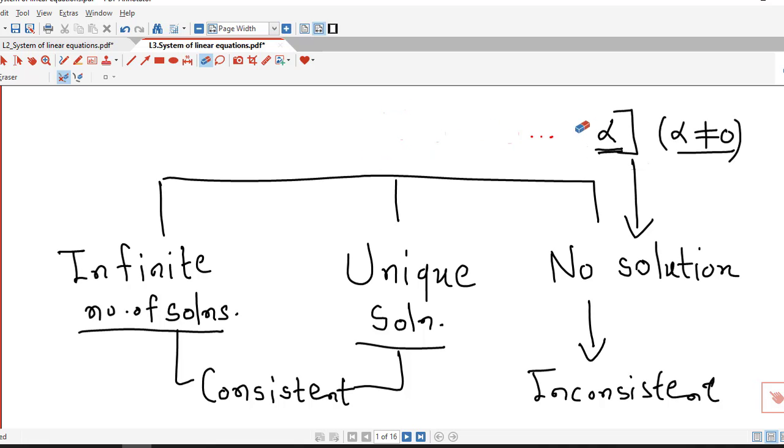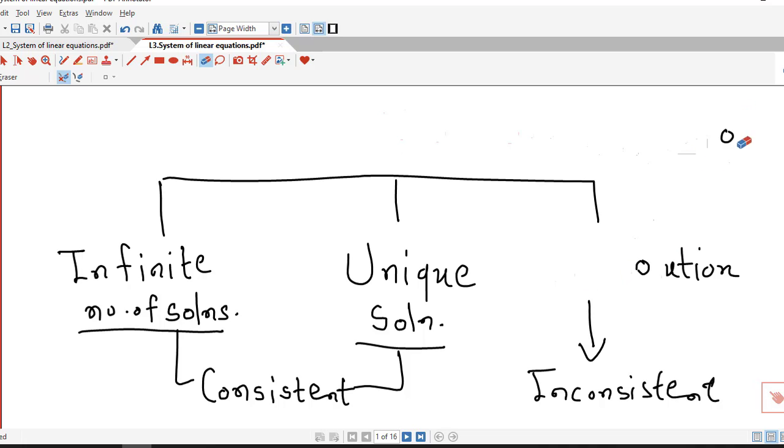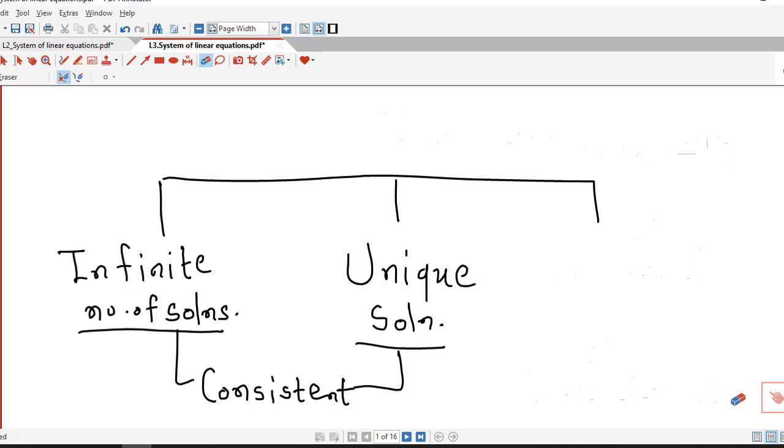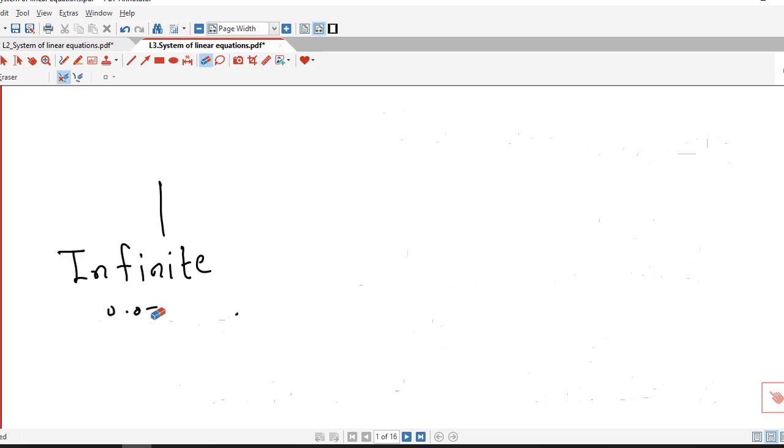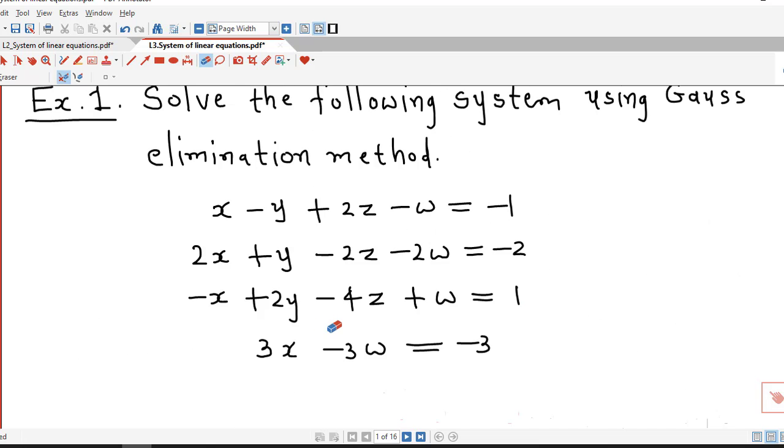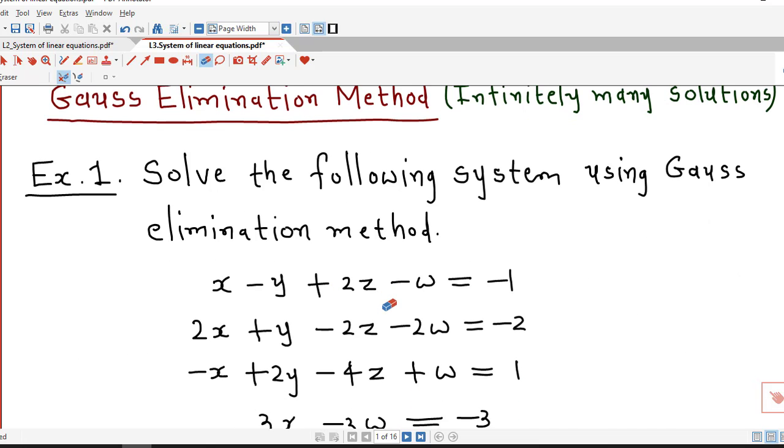And if we don't obtain this type of row in row echelon form, then system has solution. So now if system has solution, then there are two possibilities: either system has unique solution or infinite number of solutions. And we have discussed the case of unique solution in previous lecture. In this lecture we are going to discuss the case of infinitely many solutions, how to find out the infinite number of solutions using Gauss elimination method. So we start with this example. We are asked to find out the solution of this system using Gauss elimination method.